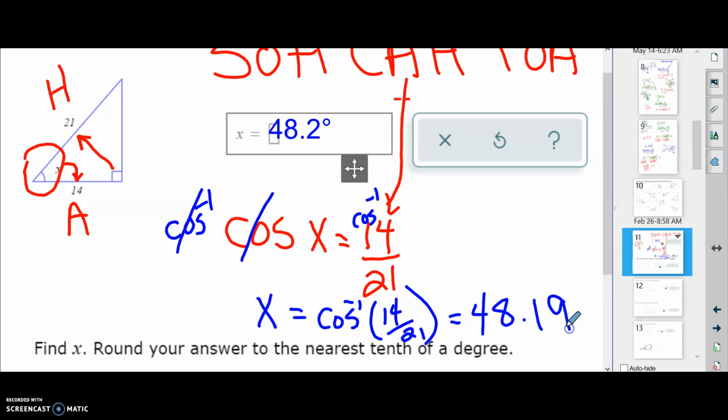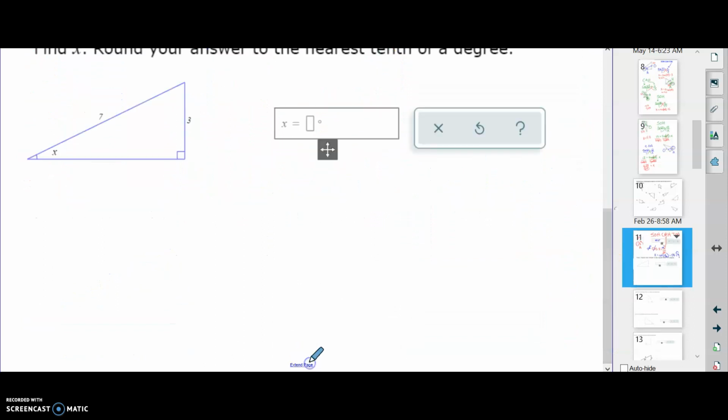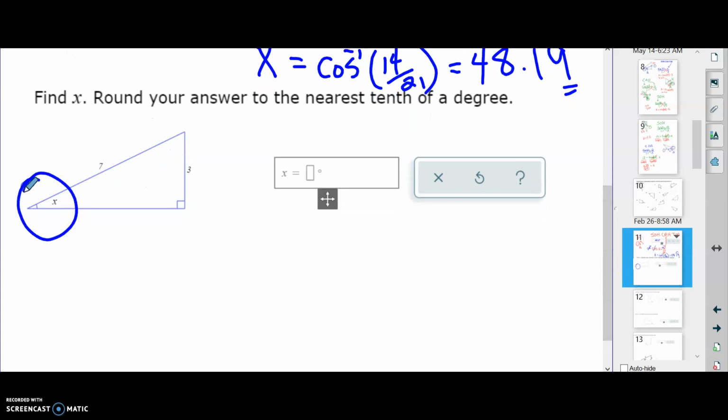48.19. So then that 9 rounded the 1 up to a 2. Okay? All right, let's try another one here. So another finding the angle. Okay, so on this one, I circle the angle. I label the sides. So across from the 90 is my hypotenuse. Okay, the 3 is all the way across the triangle. So that's going to be my O, my opposite.